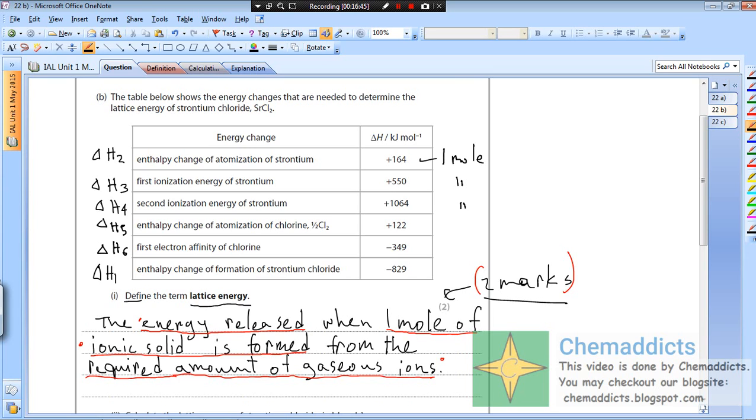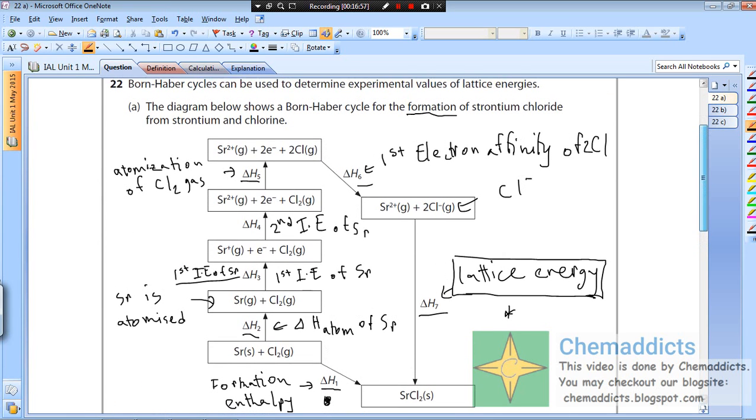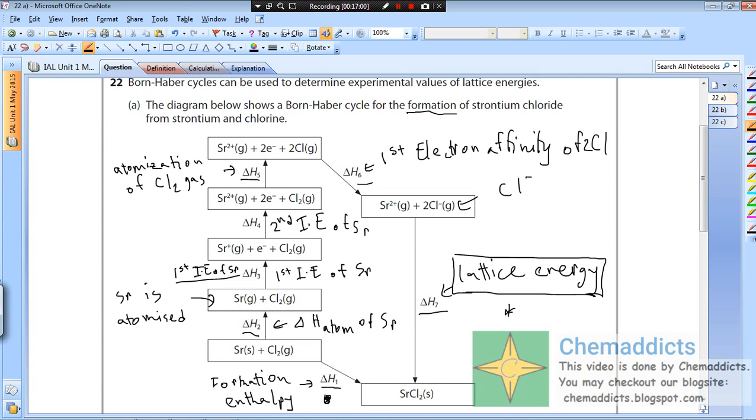In here, the enthalpy change of atomization of fluorine is for 2 moles. So 2 del H5. So let's see how. Since here two fluorine atoms are formed, the enthalpy change of atomization will be 2. Here two atoms are formed, so that is why the enthalpy change will be twice.